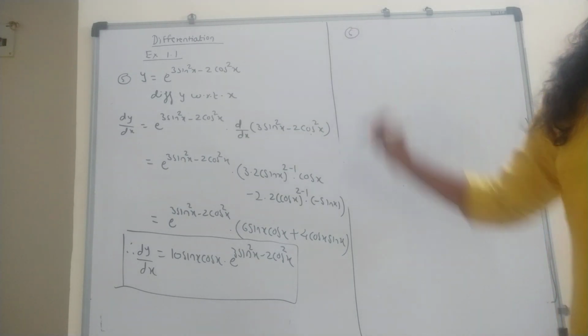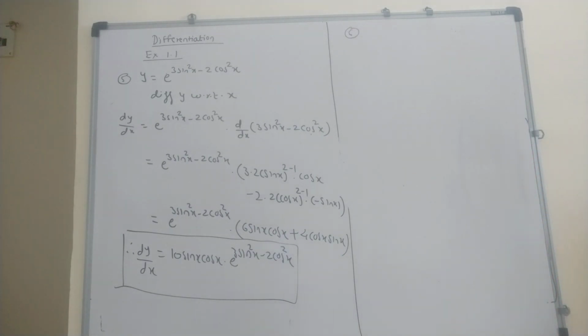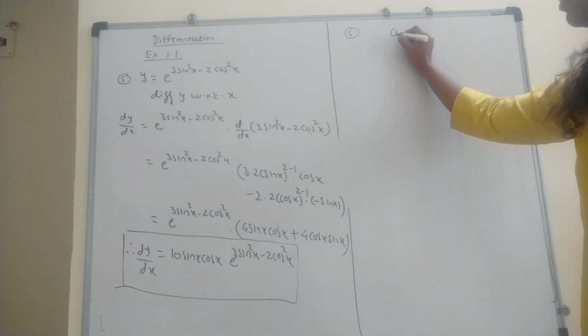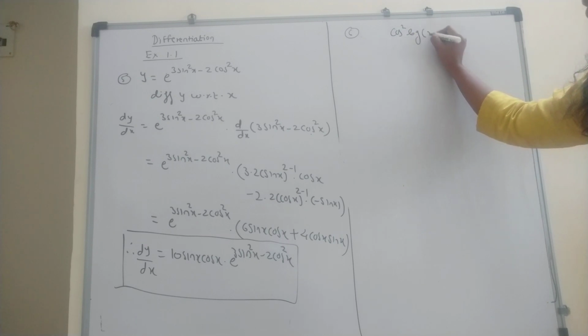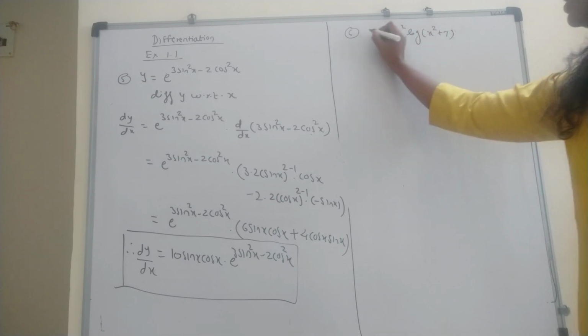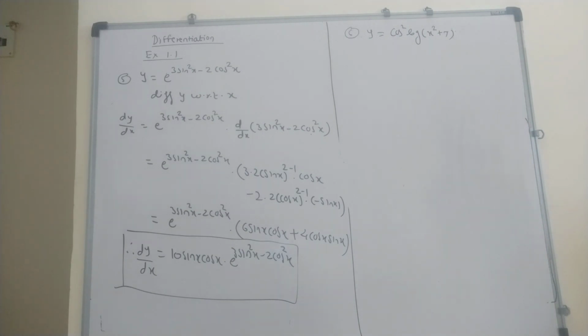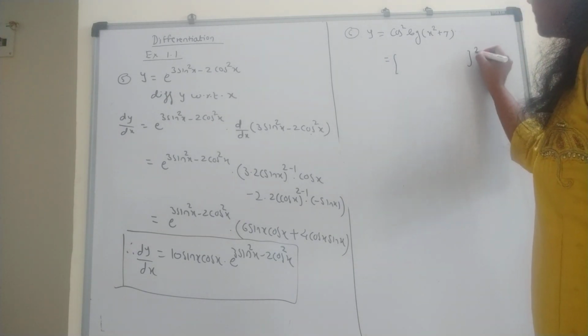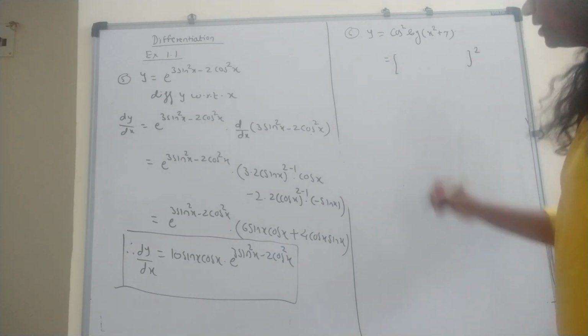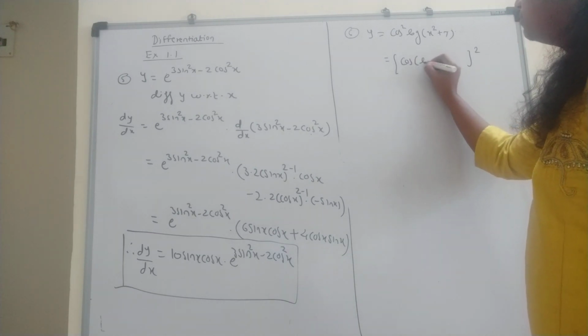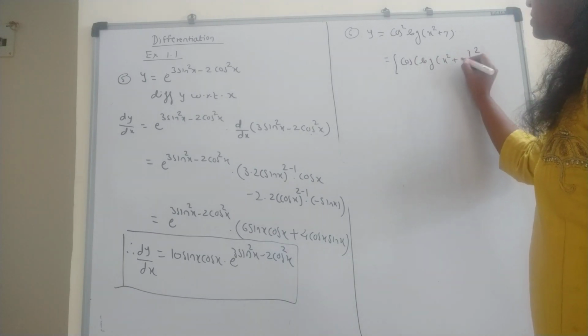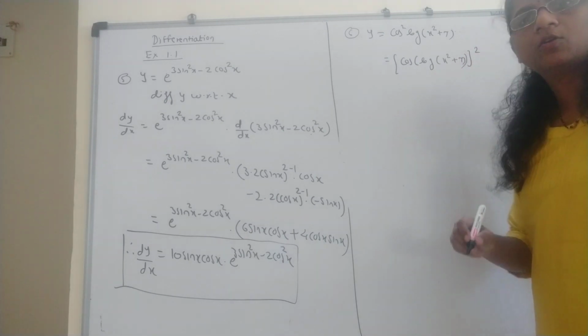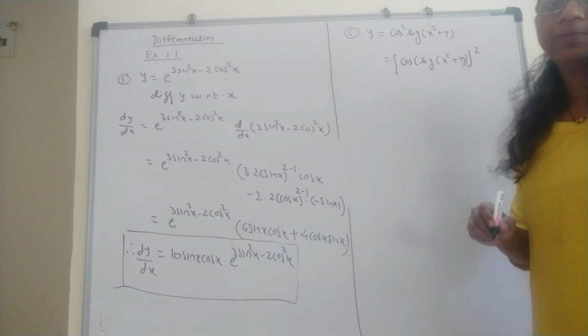The next question we will consider. Okay, the function is cos square of log of x square plus 7, given function y. Cos square of this function, so I will write this value as bracket square. Cos square form is there, so I will write this as bracket square. The inner function is cos of log of x square plus 7.